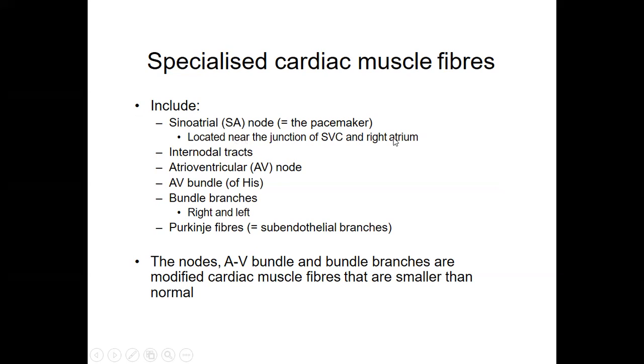Maybe someone has a tissue regarding the cross anatomy, showing you where the location of the SA node is. It's located near the junction of the superior vena cava and the right atrium. And then the other component of the specialized cardiac muscle fiber is the internodal tract. And then we have the atrioventricular node, the AV node, the AV bundle of His, and the branches, the right branches and left branches.